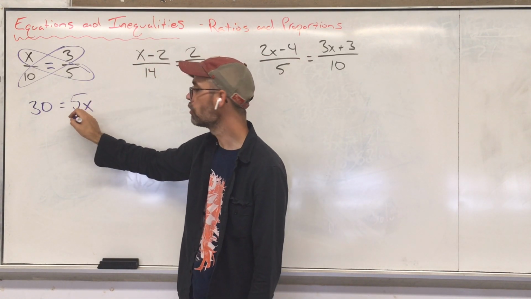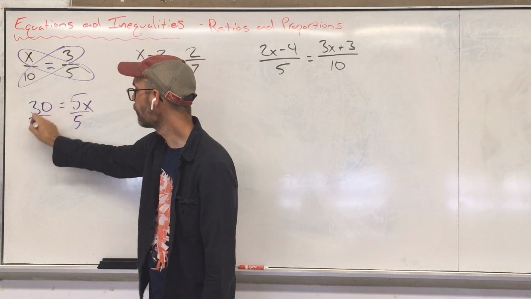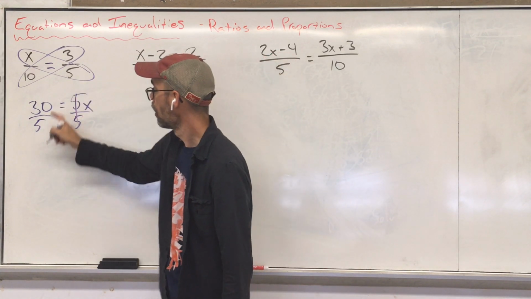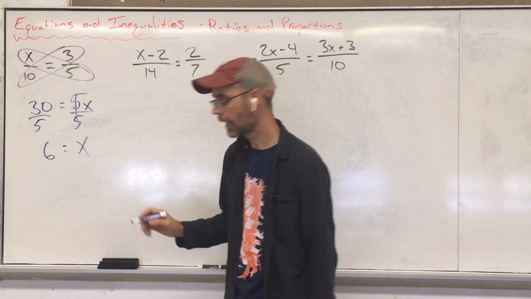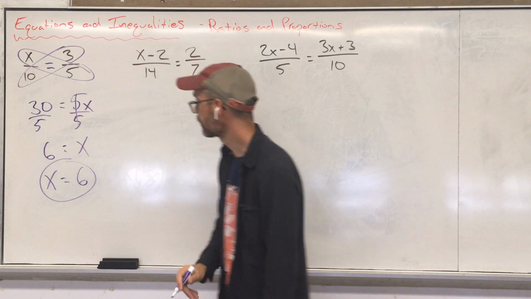Multiplication, let's undo that. Let's use the inverse operation of division. Divide by that number that's stopping us from being alone. 30 divided by 5 gives us 6. We're left with x. I don't like that order. Let's put x first. X equals 6.